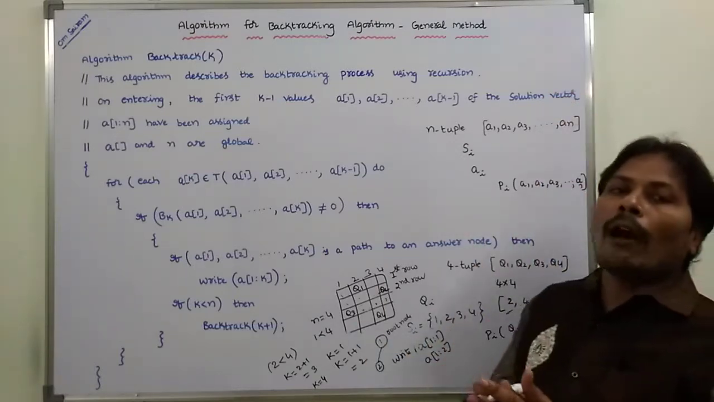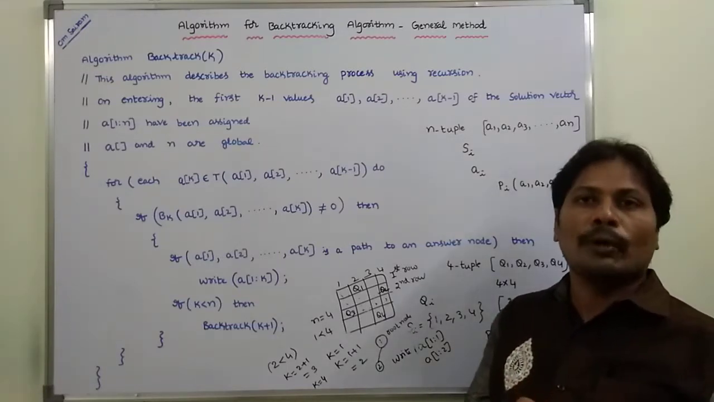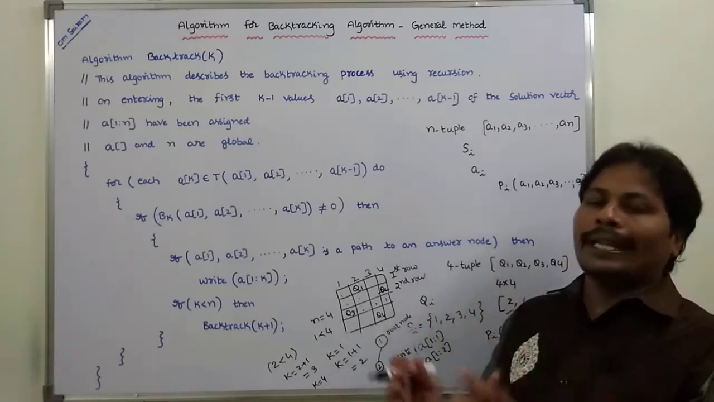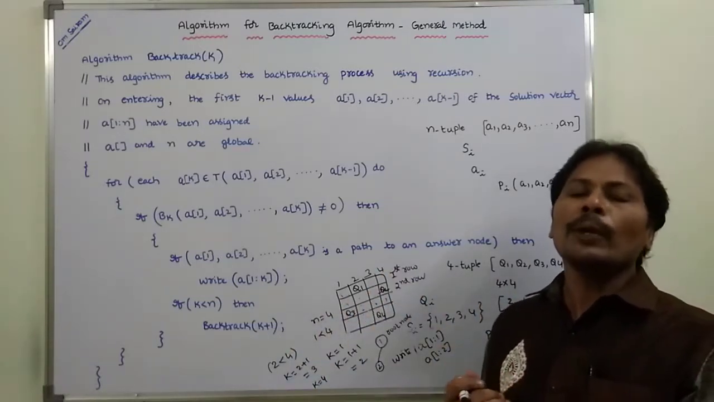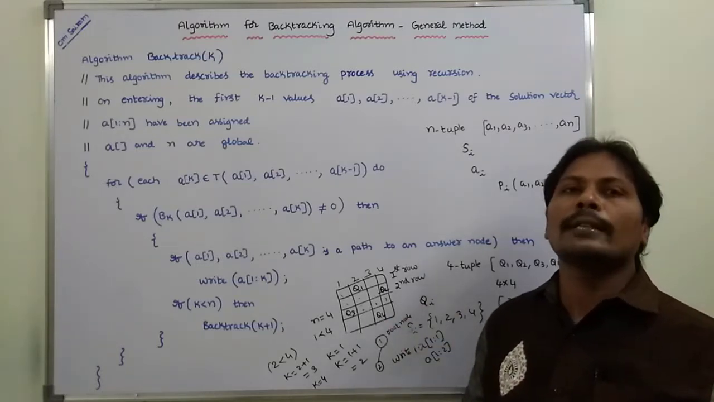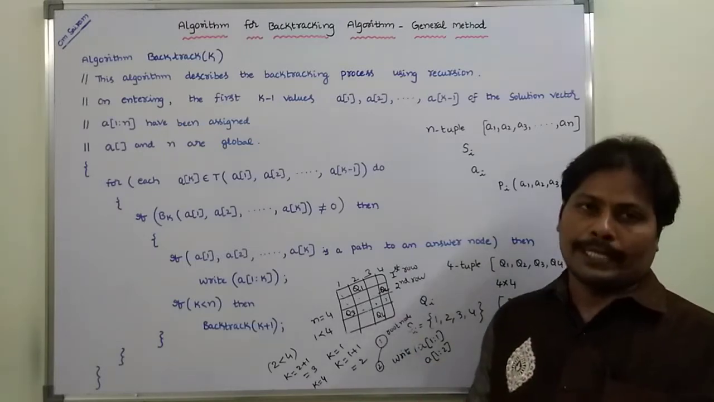So whenever all the 4 queens are placed on 4x4 chessboard, then we have to stop the procedure. Now we are getting the answer node in the state space tree. Whenever we are getting the answer node in the state space tree, we have to stop the procedure.